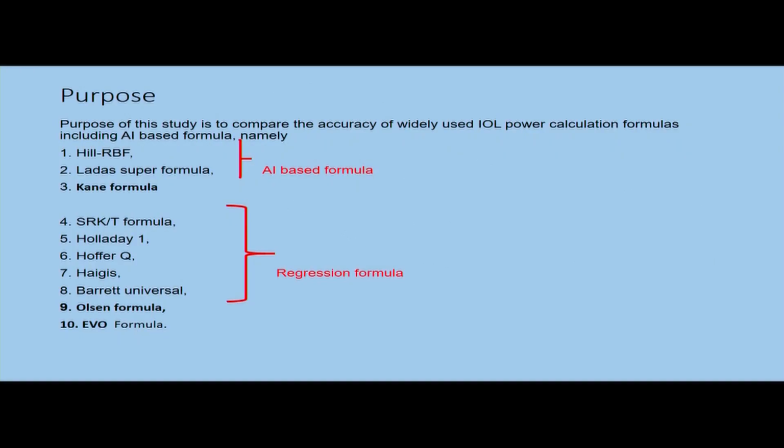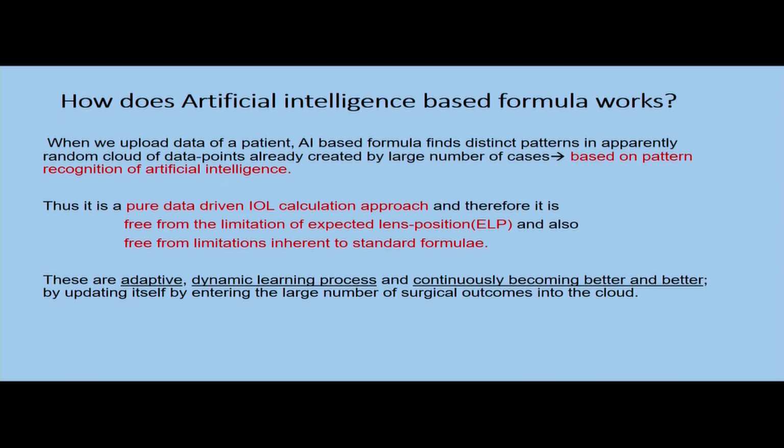Respected chairperson, my topic is: the new trend of artificial intelligence based IOL power calculation is superior to the regression formula. No financial interest. The purpose of the study is to compare the accuracy of widely used IOL power calculation formulas, including the artificial intelligence based formulas, namely Hill RBF, LADA Super, and Kane formula. The rest are the regression formulas.